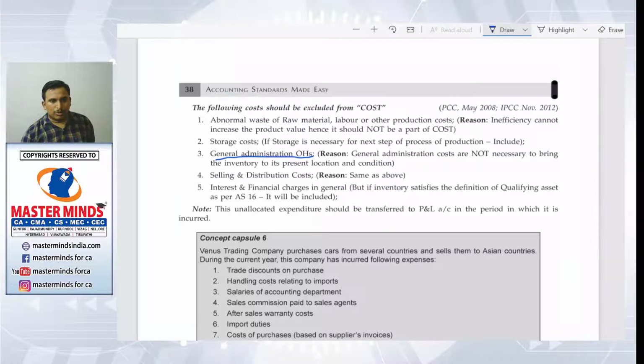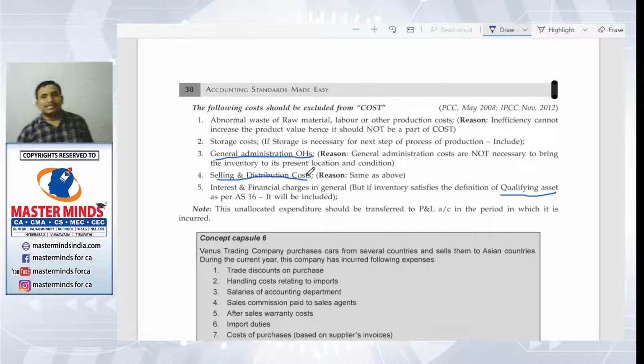So this is the point. Just observe here. Interest and financial charges in general, no. But if it satisfies the definition of a qualifying asset, then it will be yes. That is the point. The next, selling and distribution expenses. Once again, the same reason comes here.